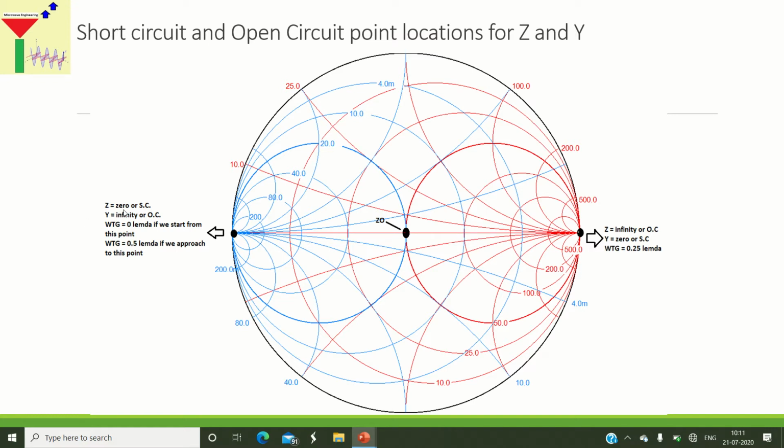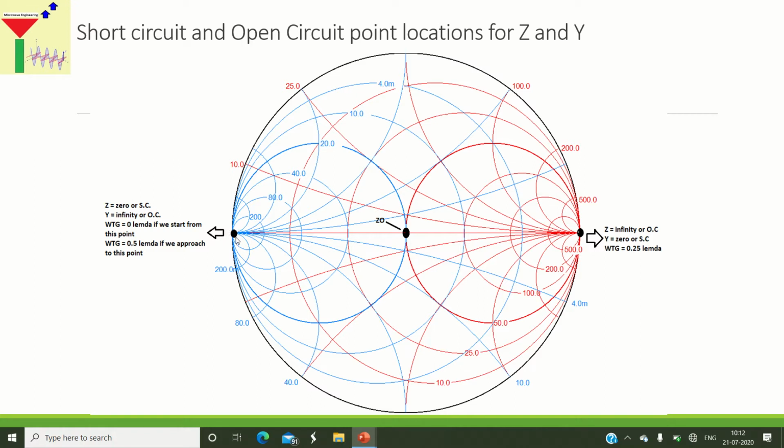So Z equal to 0, the point is representing short circuit condition for impedance. If Z is equal to 0, then Y is equal to 1 upon Z, its reciprocal, so the admittance at the same point is an open circuit, or infinity. So this point is representing Y equal to infinity, open circuit for admittance, and the same point is representing short circuit for impedance. There are two mechanisms with which we can read out the wavelength toward generator value at this particular point.